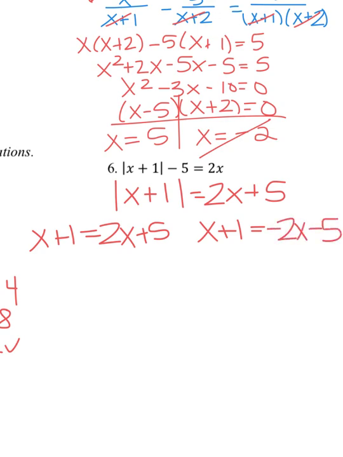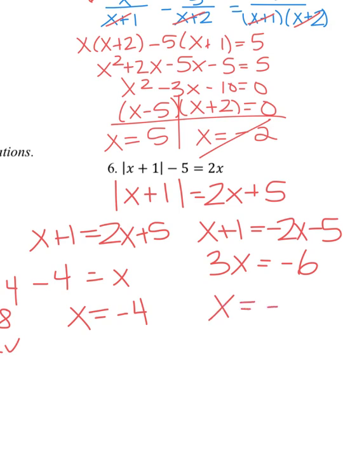On the left equation, if I subtract x to both sides, I get x over here. If I subtract the negative 5, this turns into negative 4, so I get x equals negative 4. On the right side, if I add 2x, I get 3x. Subtract the 1 is negative 6. I get x equals negative 2. You have to plug your answer choices back in. When I plug in negative 4, it does not work, but negative 2 does work. So my answer to number 6 is x equals negative 2.